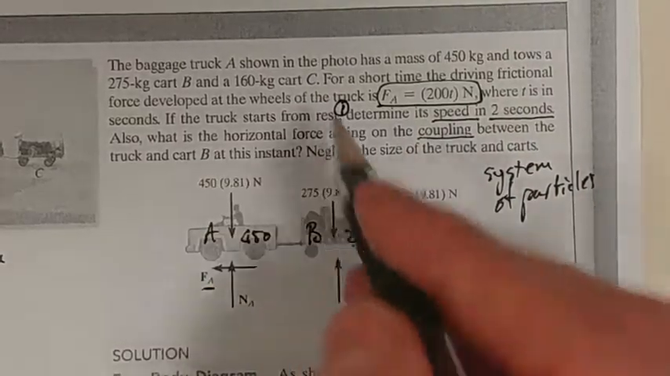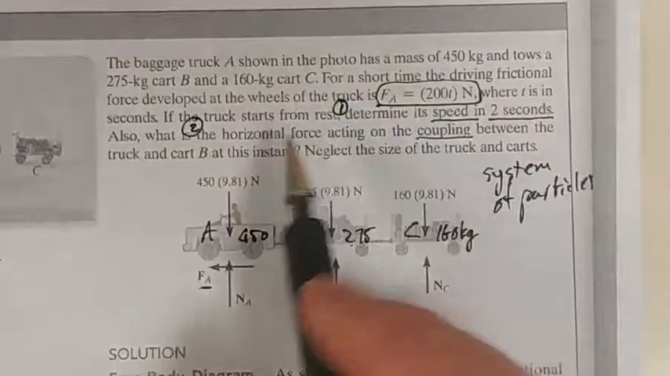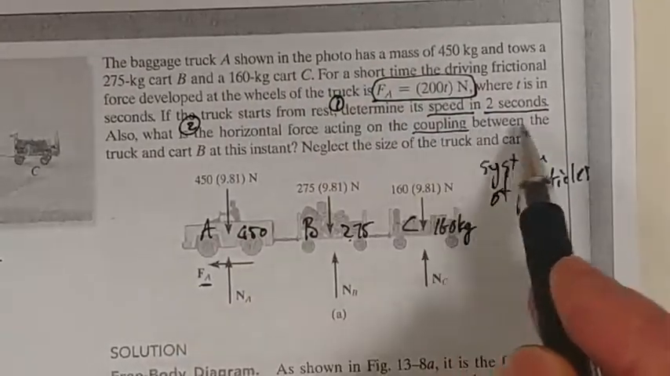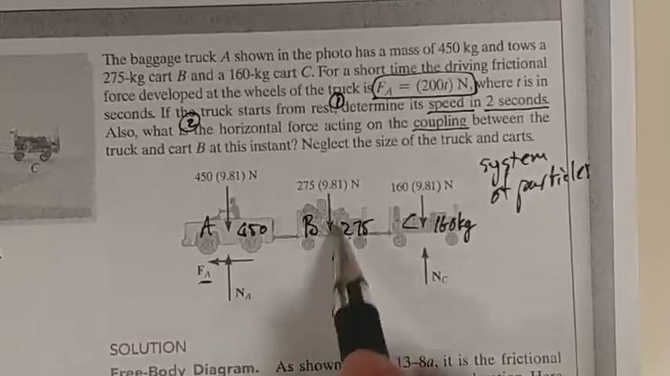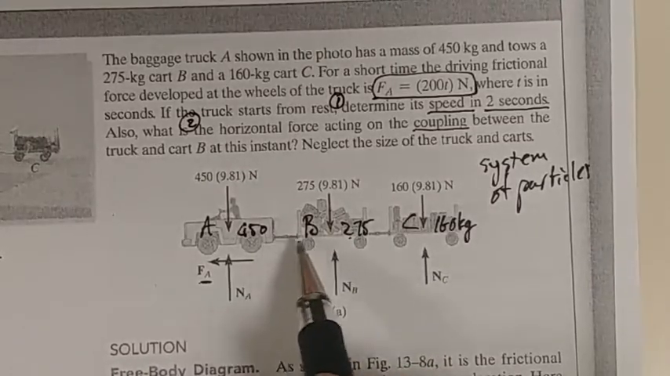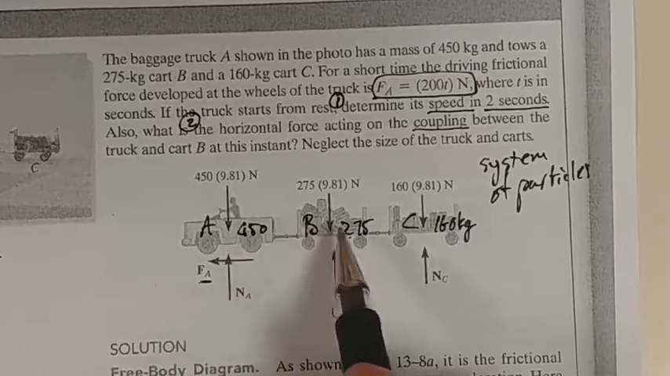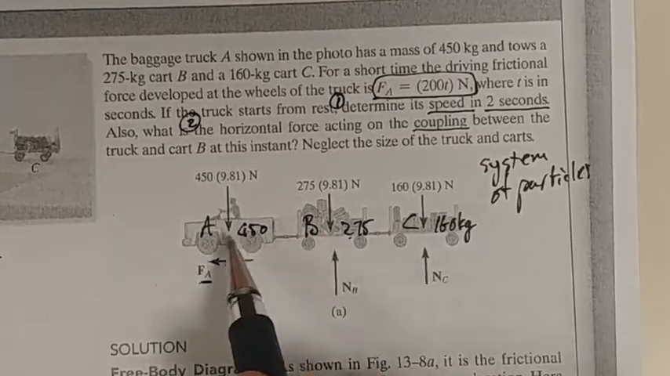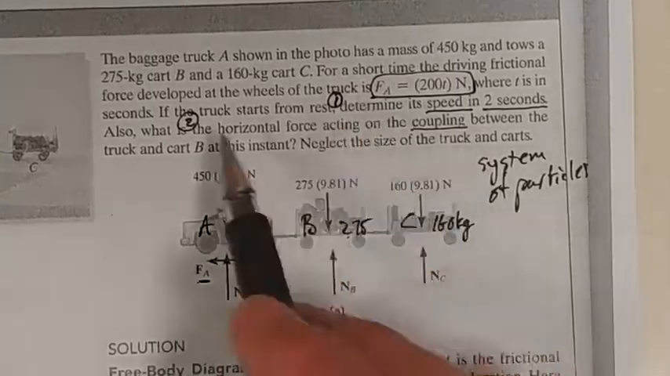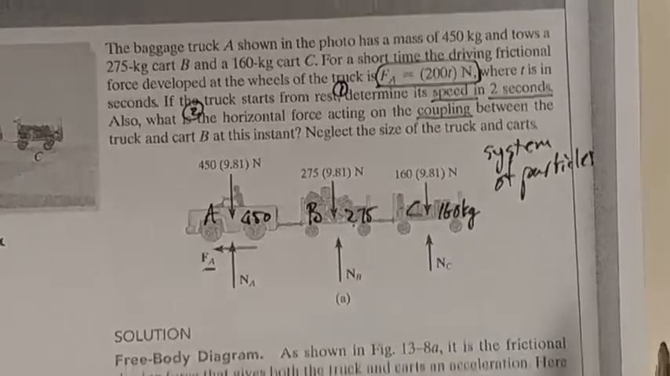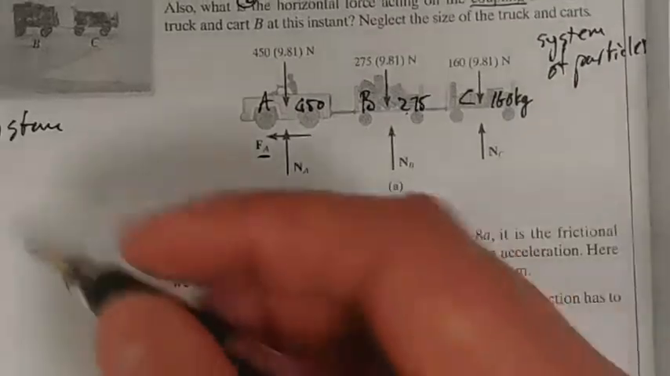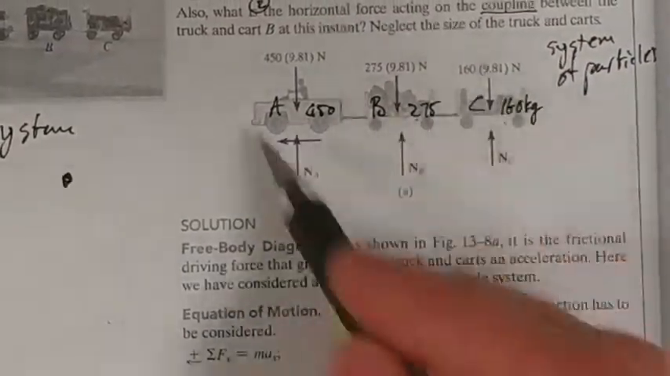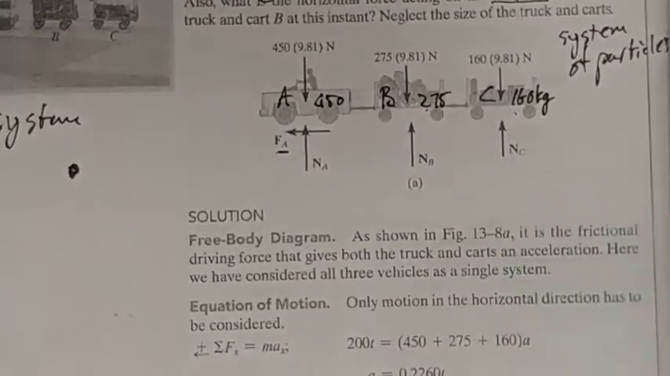Question 2: what is the horizontal force acting on the coupling between the truck and cart B? So what's the force between the truck and the cart? There are two questions, so how are we going to solve this? We are used to a single particle, but now we've got three particles in our system.